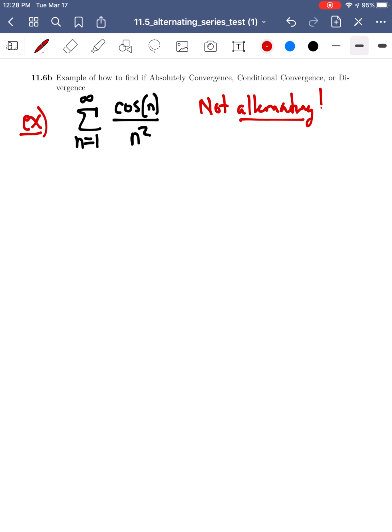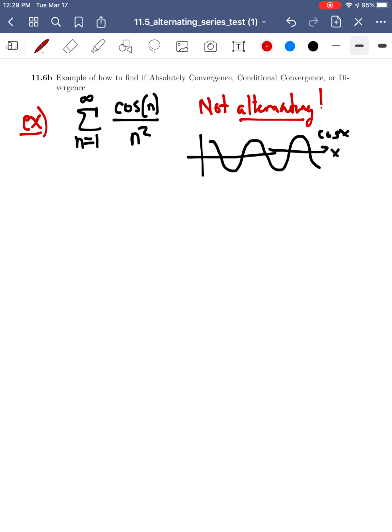Remember, as n goes from 1 to infinity, cosine is going to keep bobbling up and down forever. And at some point, there's going to be a couple terms that are positive in a row, a couple terms that are negative in a row, and so on. So this is not alternating.